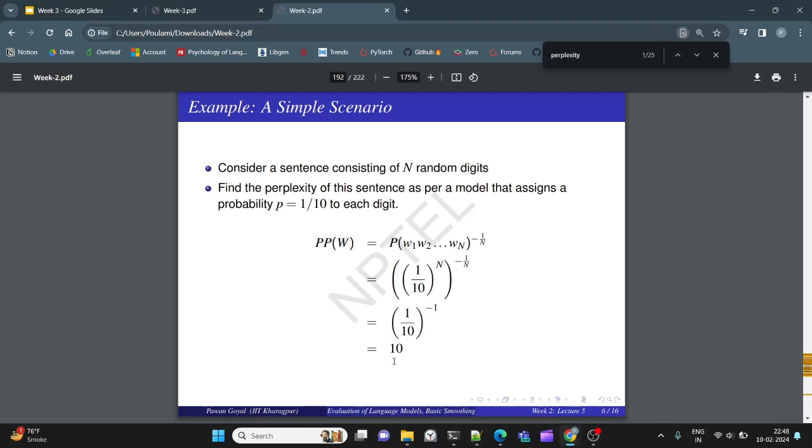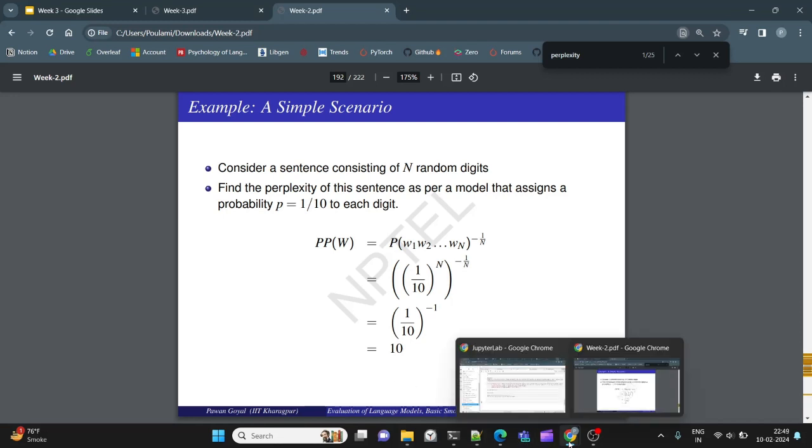What does this mean? This means that when the model is predicting the next digit, it has 10 possible options to choose from. That is the perplexity score of 10. Okay, we'll go over to the next question.